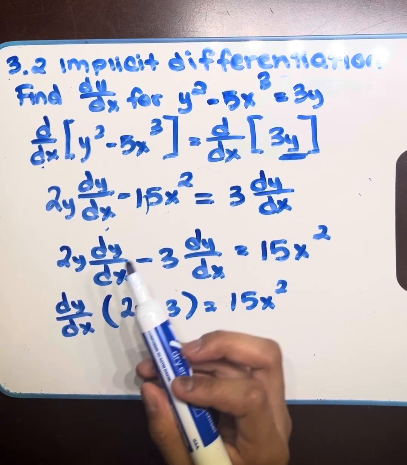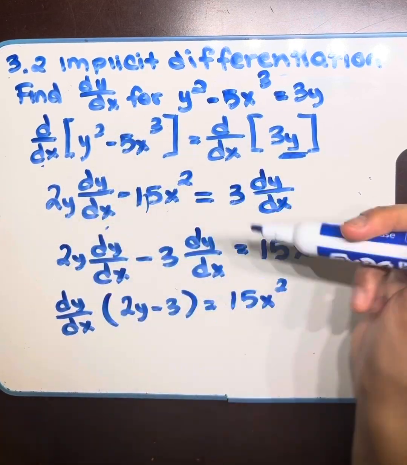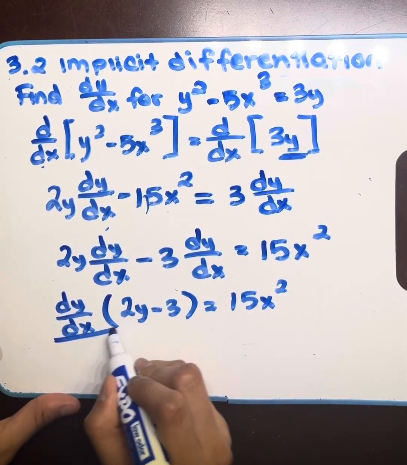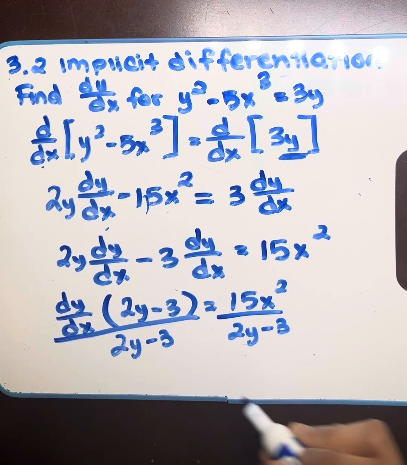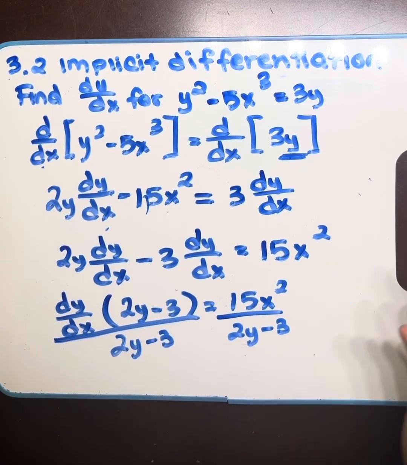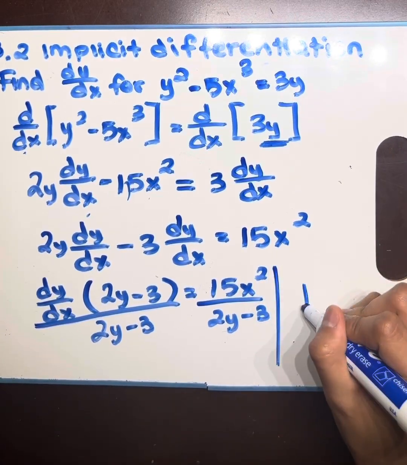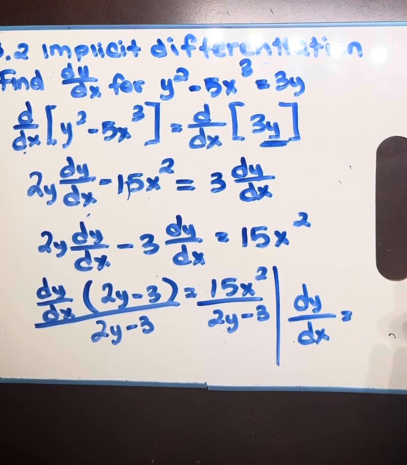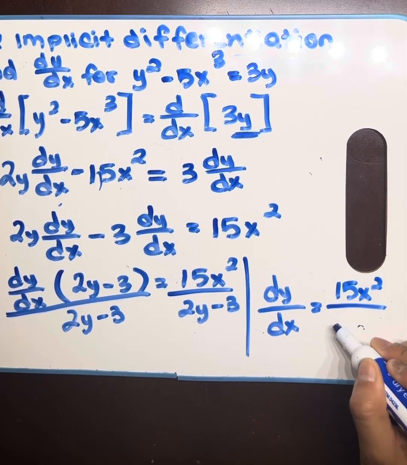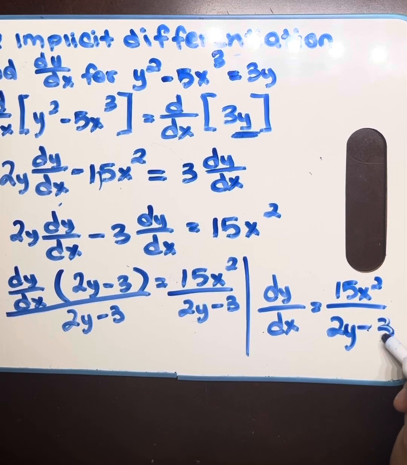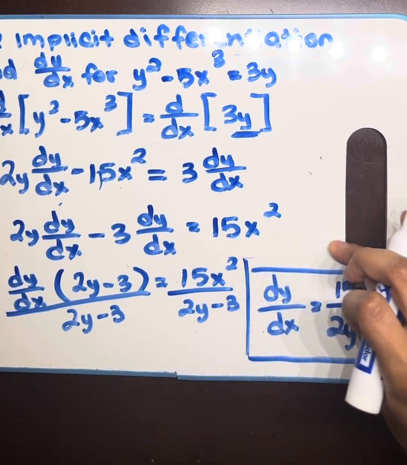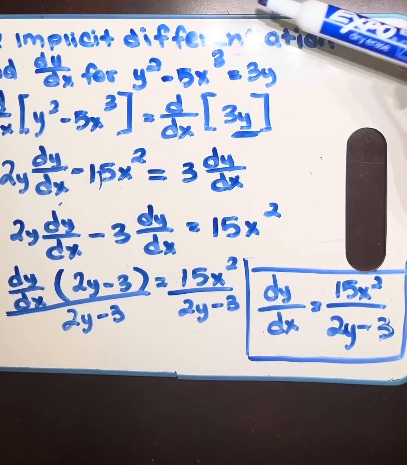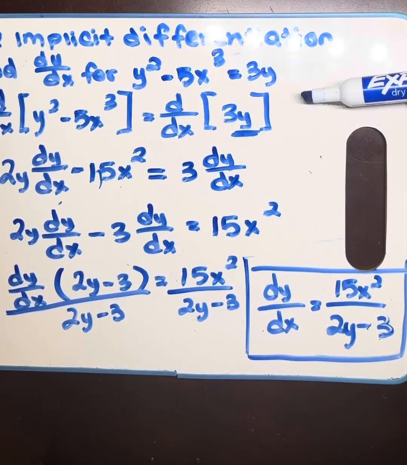Now, since we have to find dy over dx, we have to divide all of this by 2y minus 3, and this is what we get. So dy over dx is equal to 15x squared divided by 2y minus 3. This is our answer for this problem, since it's asking us to find the derivative, or dy over dx, of this implicit equation.